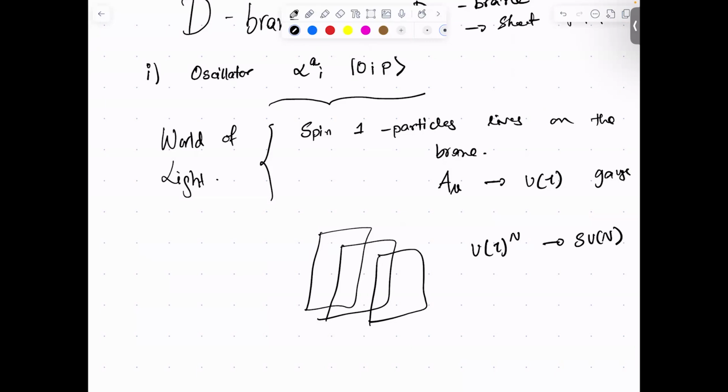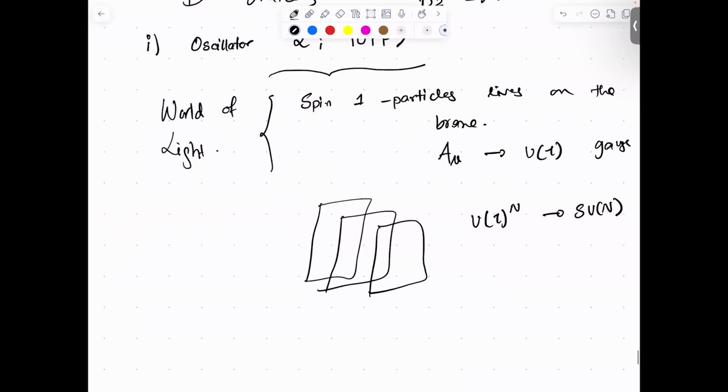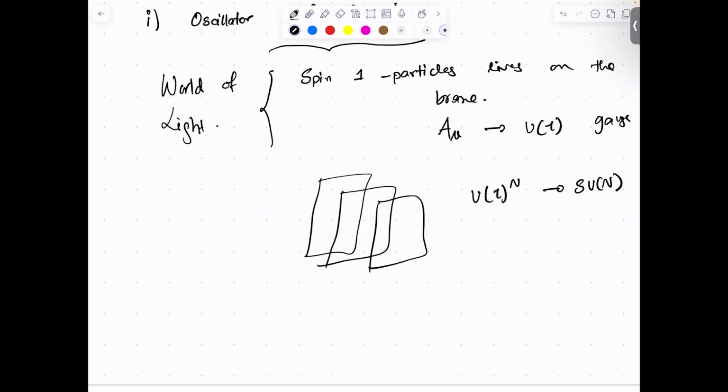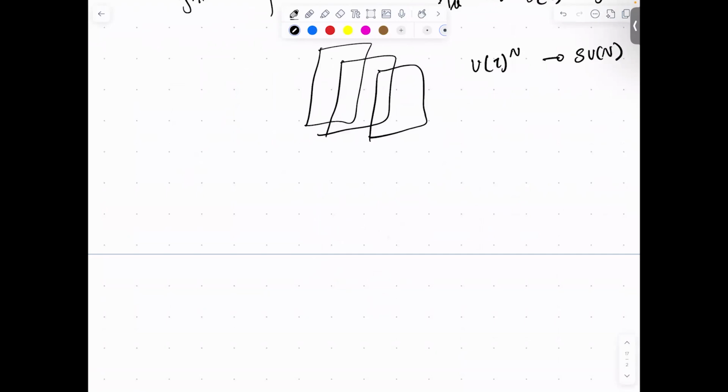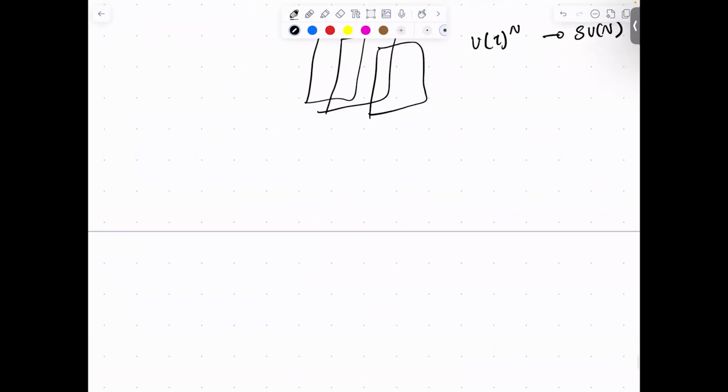Things will get much better when we move to more sophisticated string theory, which are called superstrings, which have the fermions and things like that, and no problems of the bosonic strings.